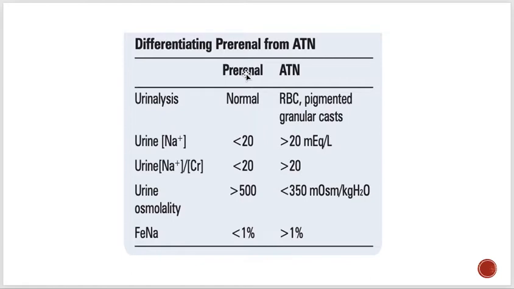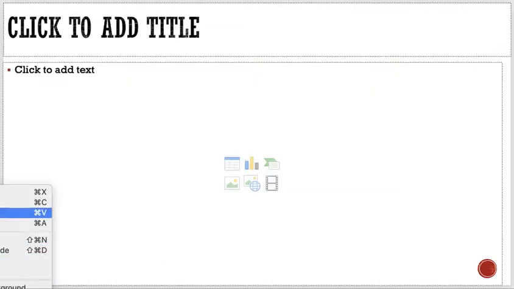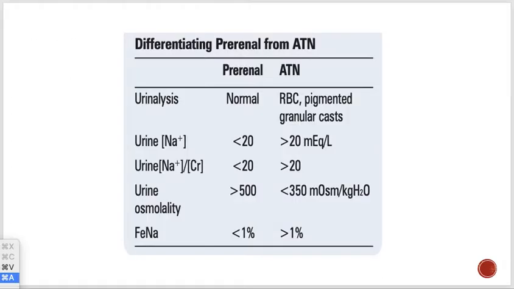They are conserving more and more sodium. So the urine sodium will be less than 20. But here, the kidneys are not functioning well, so they will lose more and more sodium because they cannot conserve it. The same thing we will see in the urine sodium over creatinine ratio. It will be less than 20 because again the kidneys are conserving more and more sodium in this case, but throwing out more and more sodium in this one. Urine osmolality in this one will be higher than 500. Why? Because the kidneys are fine, they are trying to conserve more and more water, but here it will be less than 350. And again, the fractional excretion of sodium will be less than 1% in pre-renal and more than 1% in renal.